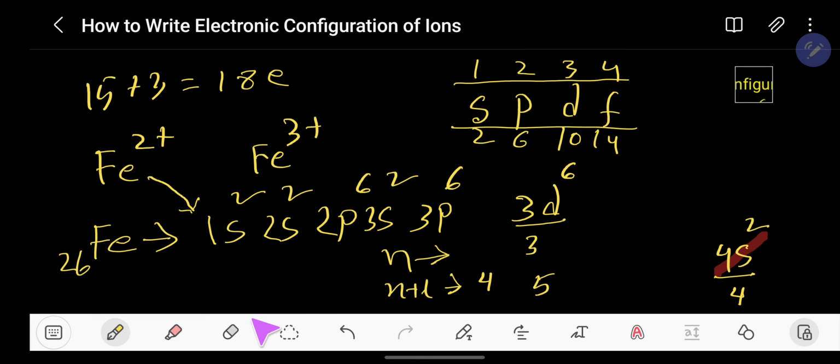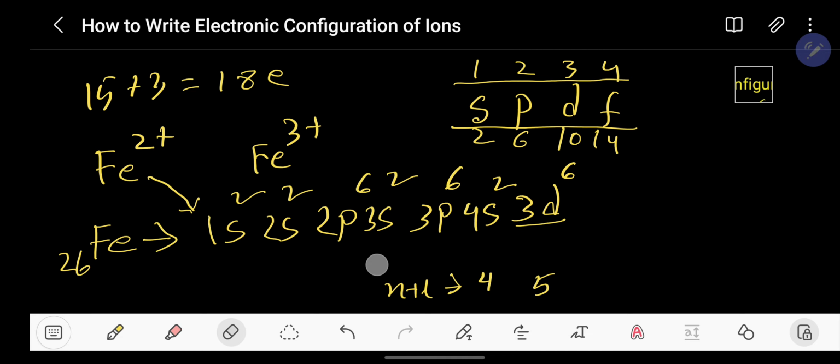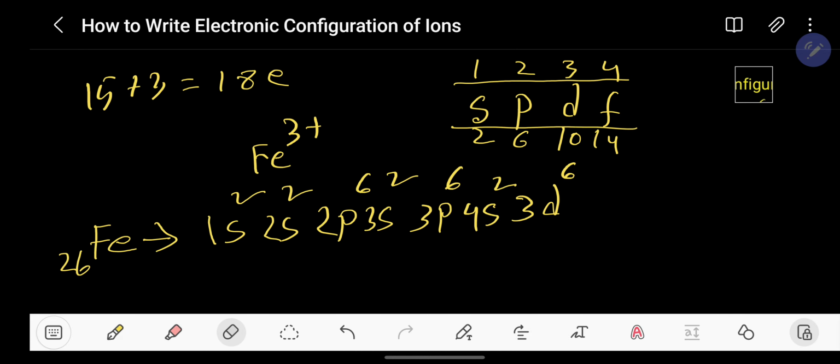So again, I will take this here. This is the electron configuration of neutral iron. Now we'll find out the electron configuration for iron 3+. So we need to remove 3 electrons from the neutral iron. So how to do that?